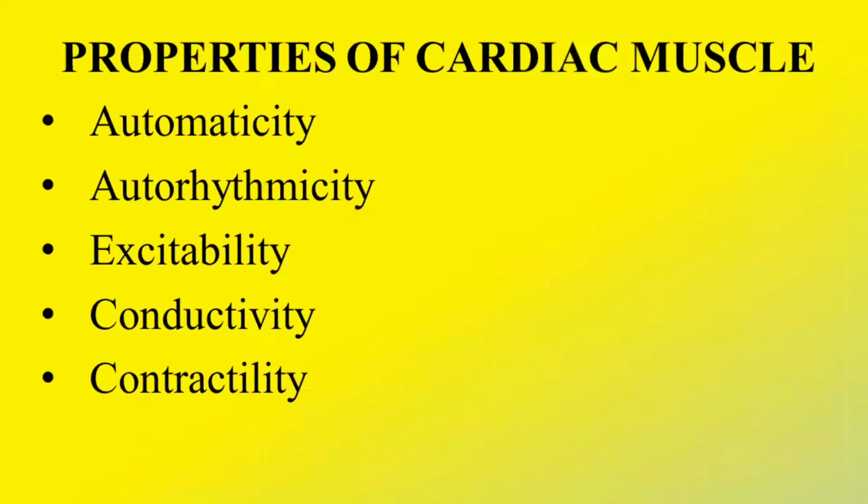Let us see the properties of cardiac muscle: automaticity, auto-rhythmicity, excitability, conductivity, contractility. And what do they all mean? What is automaticity? Automaticity is nothing but, without external stimulus, heart muscle can initiate a normal cardiac impulse by the sinus node, that is the SA node.